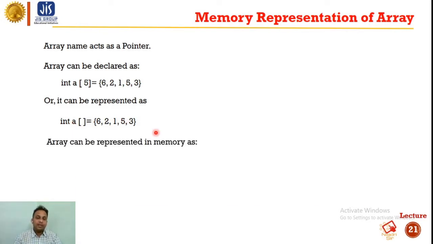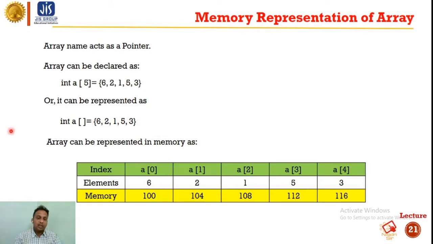An array can be represented in memory like this. Suppose these are the elements 6, 2, 1, 5, 3. a[0], a[1], a[2], a[3], a[4] are the index values. As I have told earlier, index value starts from 0. And the starting address of the memory of this array is 100.